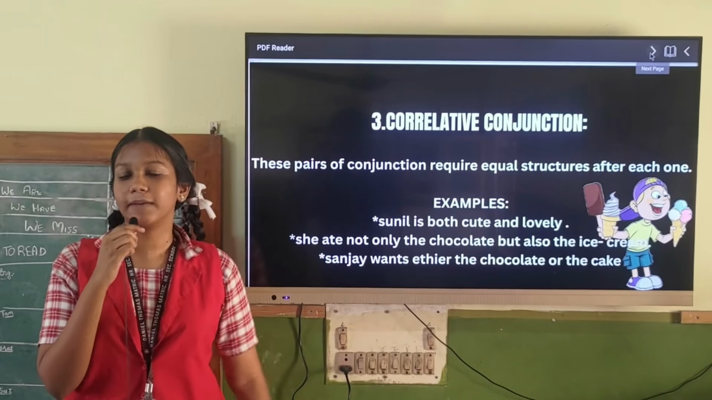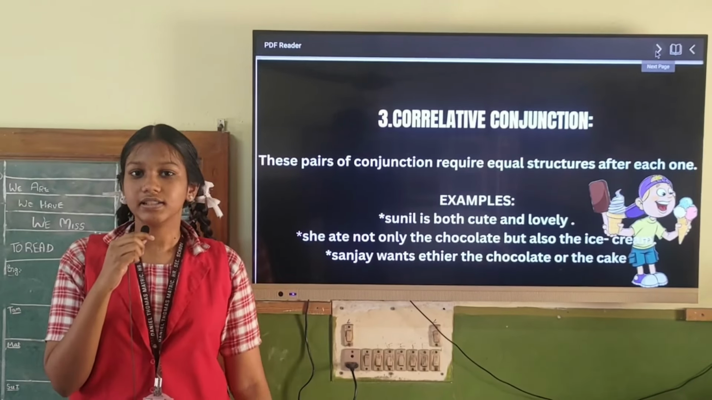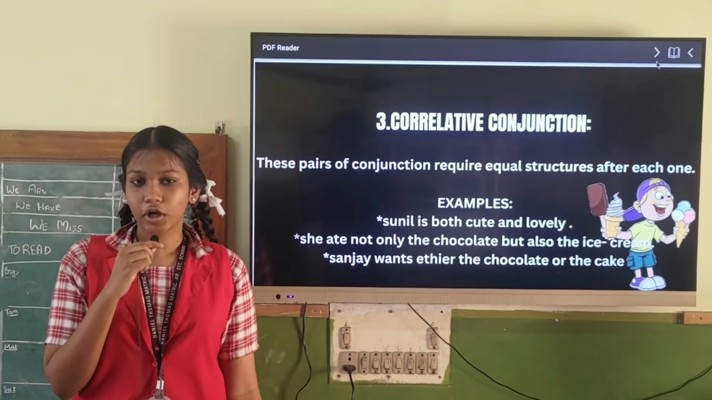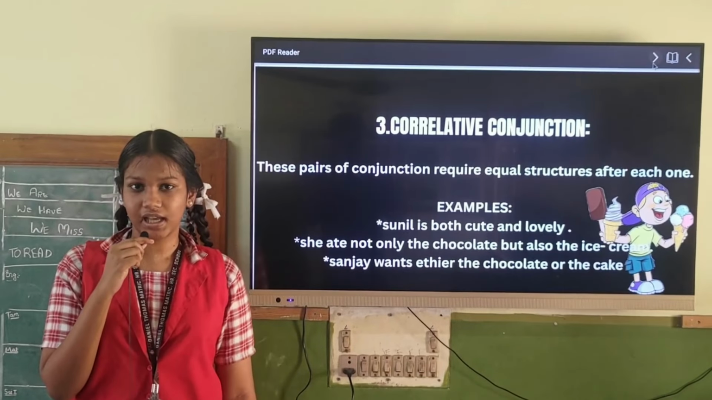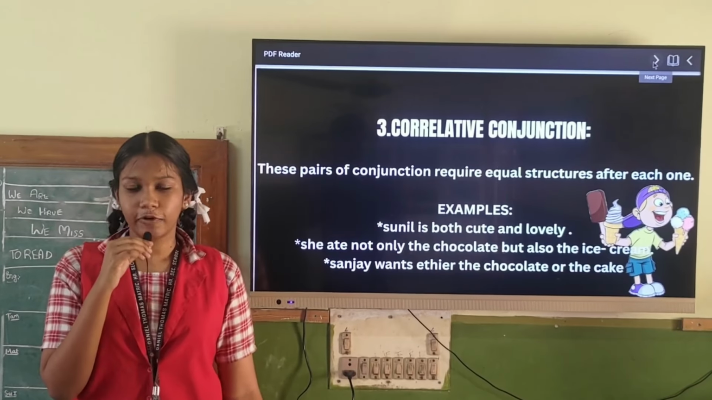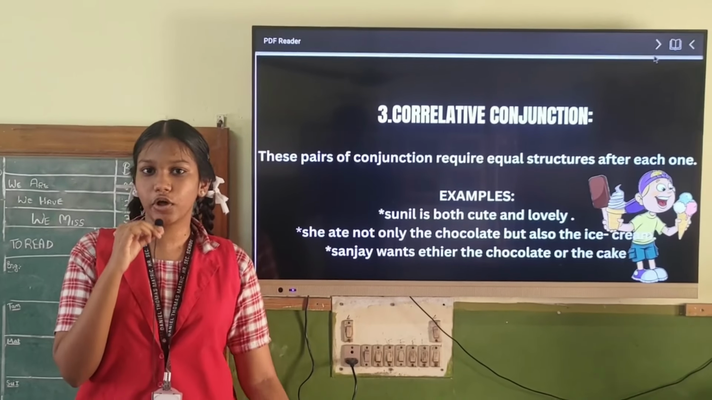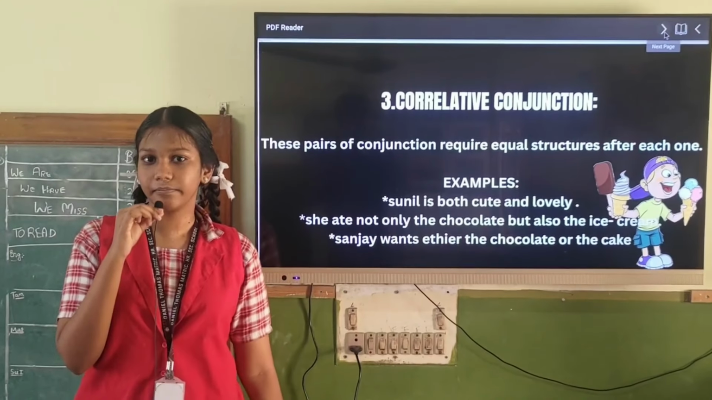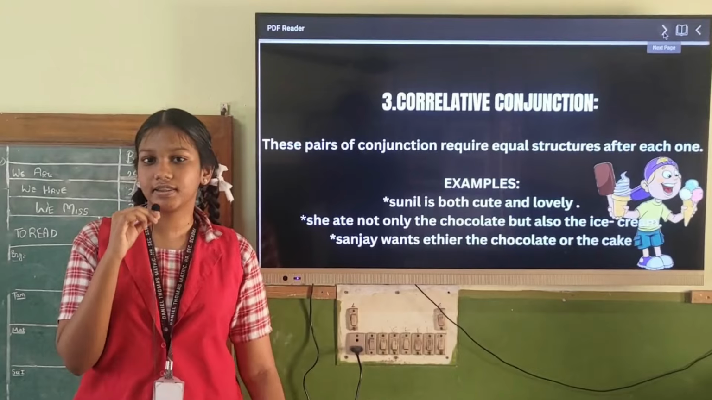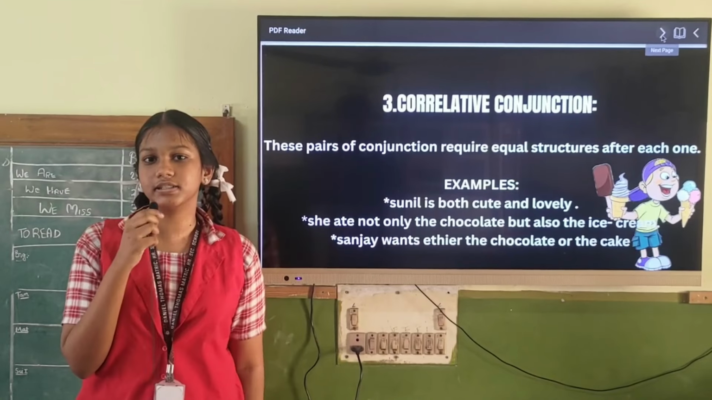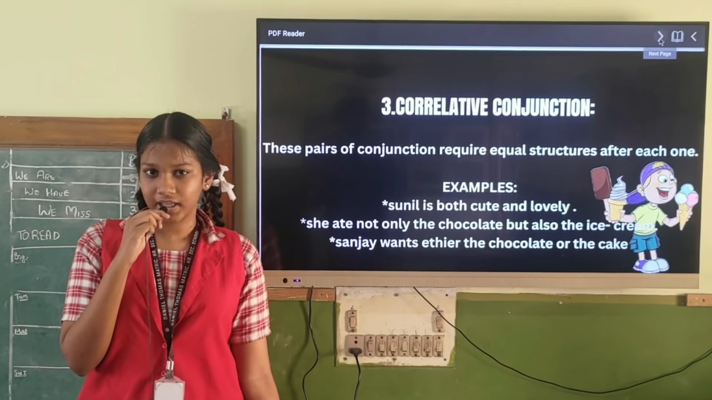A correlative conjunction is a type of conjunction which works as a pair. Some common correlative conjunctions are not only but also, such as, either or, neither nor. For example, I'm not only a singer but also a musician. In this sentence, the correlative conjunctions are "not only" and "but also." Shruti wants to eat either the chocolate or the cake. In this sentence, the correlative conjunctions are "either" and "or."